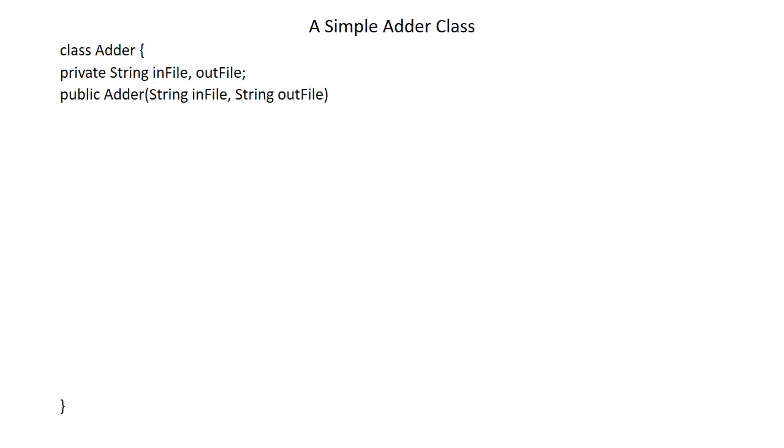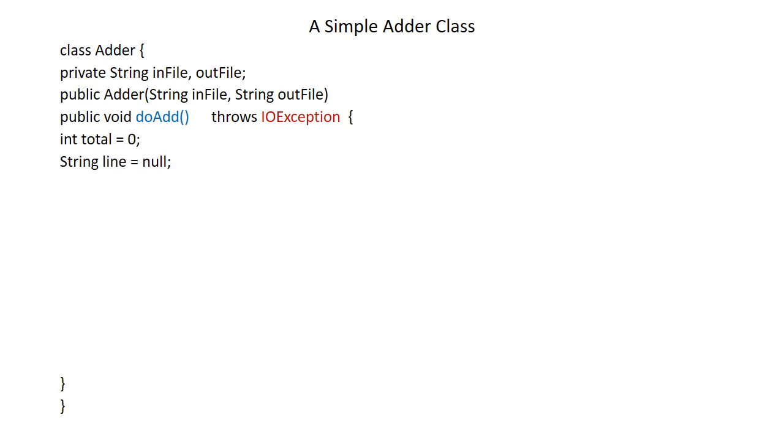Let us see an example of a simple adder class. In this class, a text file is given, all the numbers inside the text file are added and the result is written in another file. To do that, we have field names for input and output file names. We create a constructor to accept the file names. We have a simple method named doAdd that adds numbers from the file and writes the result in another file.